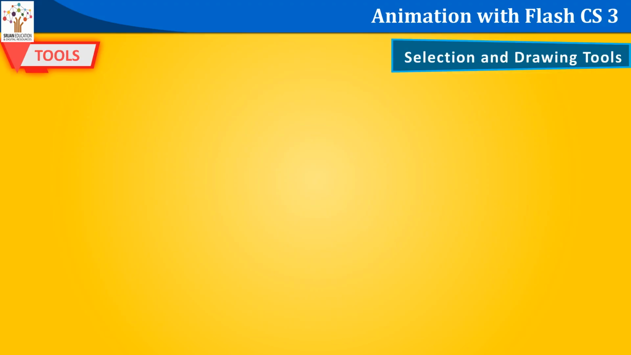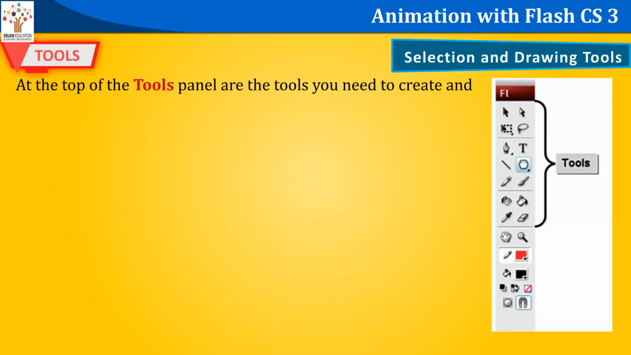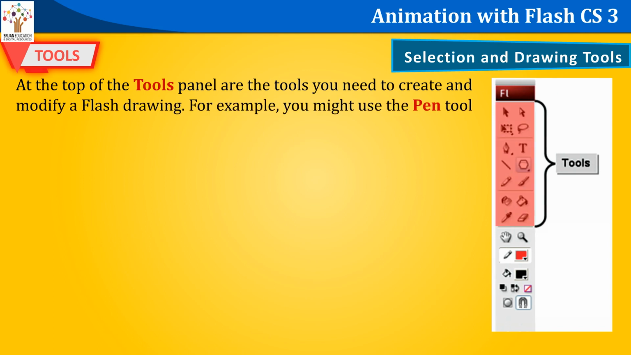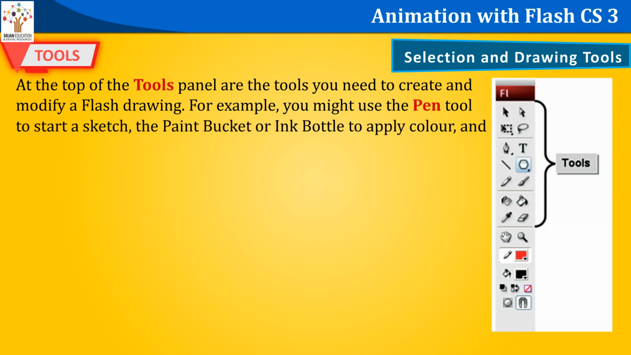Selection and Drawing Tools. At the top of the Tools panel are the tools you need to create and modify a Flash drawing. For example, you might use the Pen tool to start a sketch, the paint bucket or ink bottle to apply color, and the eraser to clean up mistakes.